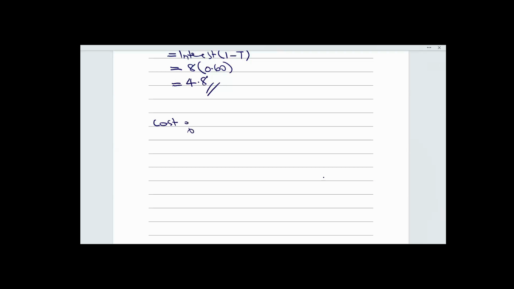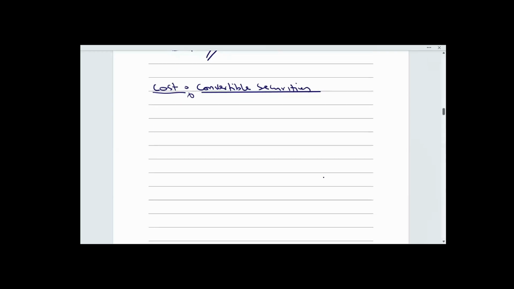You can open to your material, it is there, but I want to use this note to explain the concept. Cost of convertible securities. So before we begin to talk about cost of convertible securities, you must understand what is convertible security. Because of time, let me just put it down for you in a way you will understand better.